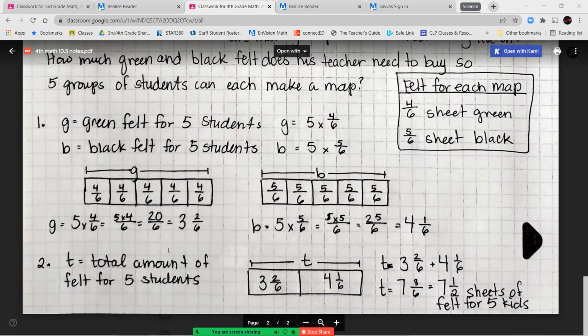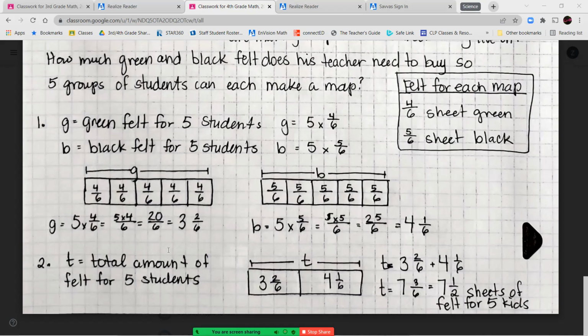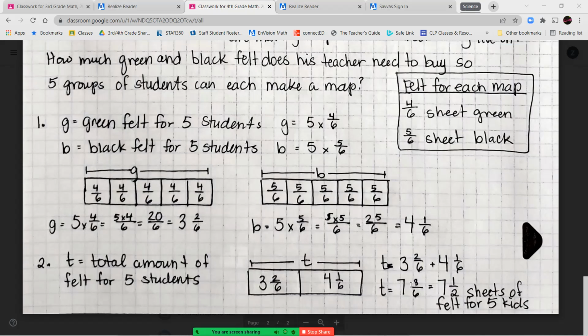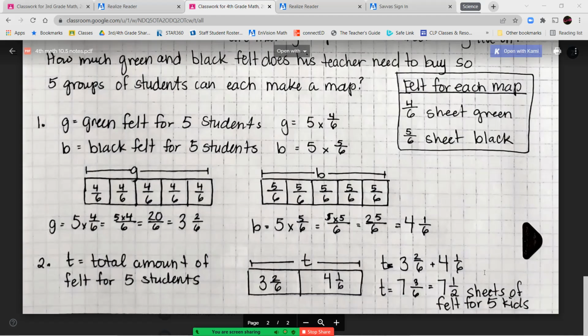Now, our second question said, what is the total amount of felt that's used for 5 students? So T is going to be my total, and it's going to go on top of my bar diagram. I'm going to add the total of the green and the total of the black. So 3 2/6, and then 4 1/6. I wrote my equation, T equals 3 2/6 plus 4 1/6. I added the whole numbers first. 3 and 4 is 7, 2/6 plus 1/6 is 3/6. We know 3/6 can be simplified or rewritten as 1/2. So they need 7 1/2 sheets of felt for all 5 students.